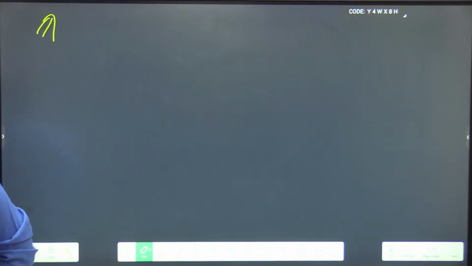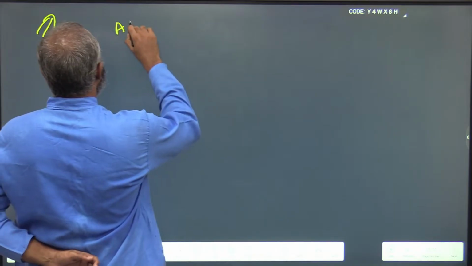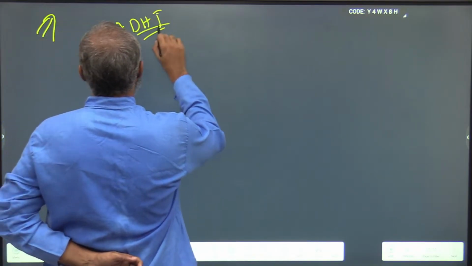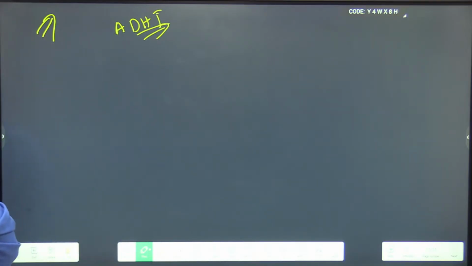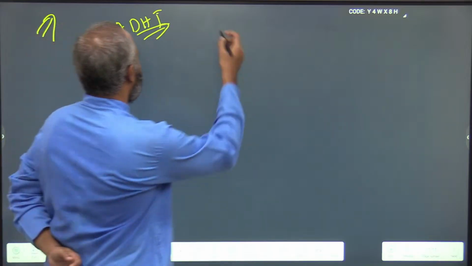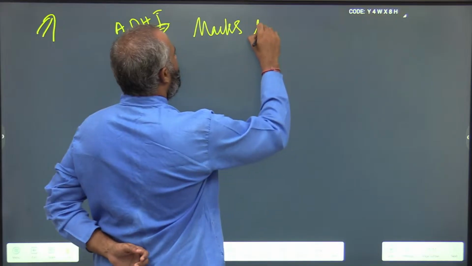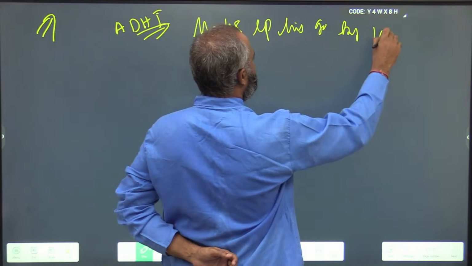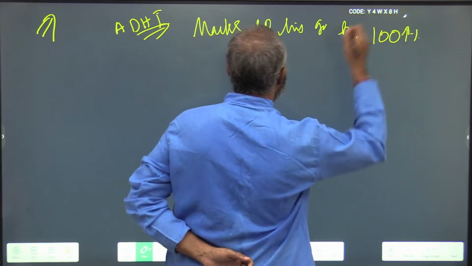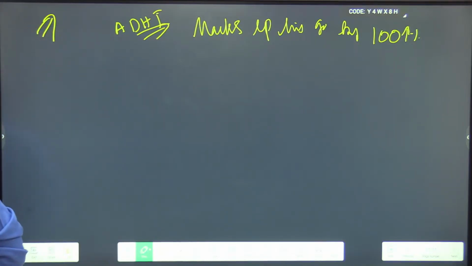A dishonest trader marks up his goods. That means he has increased the price of his goods by 100%.